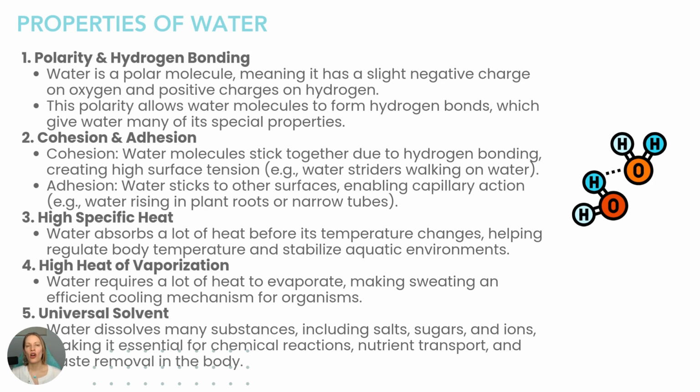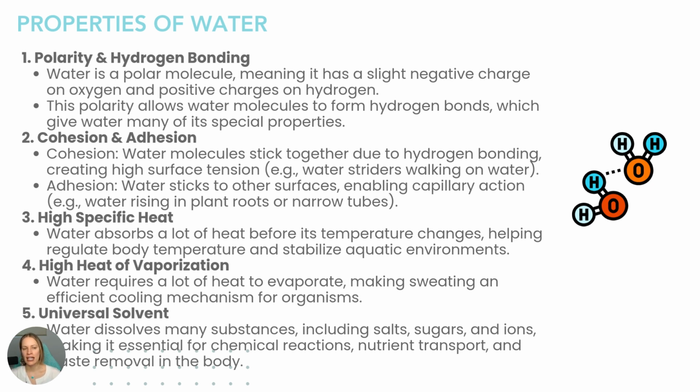But then you have cohesion and adhesion. So, cohesion is when water molecules stick together due to hydrogen bonding, creating high surface tension. So, water striders walking on water. That's a high surface tension area. But then you have adhesion, where water sticks to other surfaces, enabling capillary action, such as water rising in plant roots or narrow tubes. So, cohesion is sticking together due to bonding, whereas adhesion is sticking to other surfaces that it's attracted to. It's sticking to those areas.